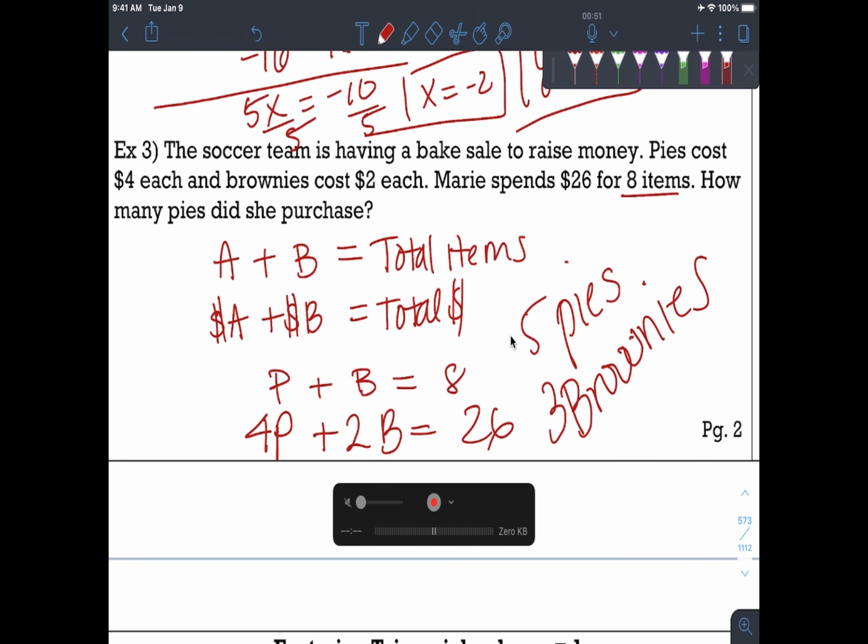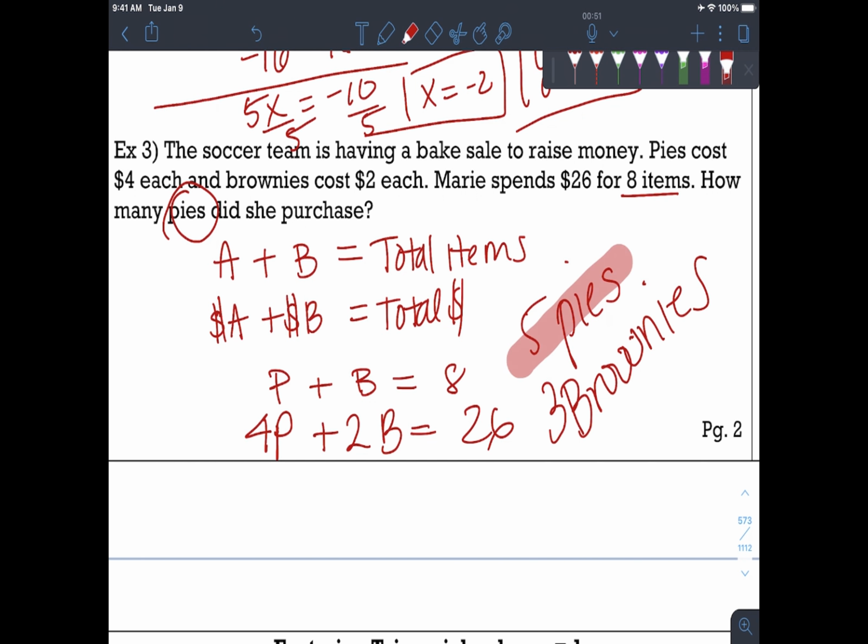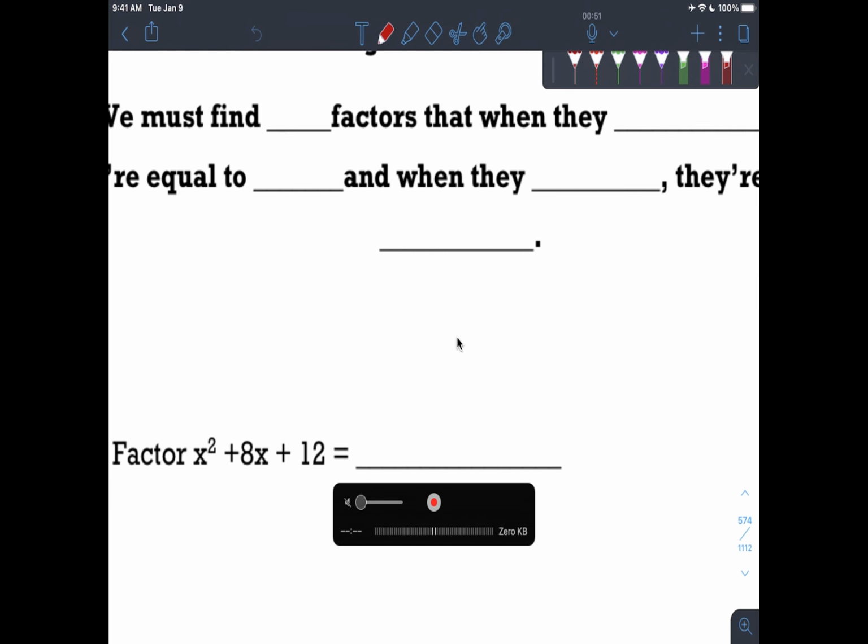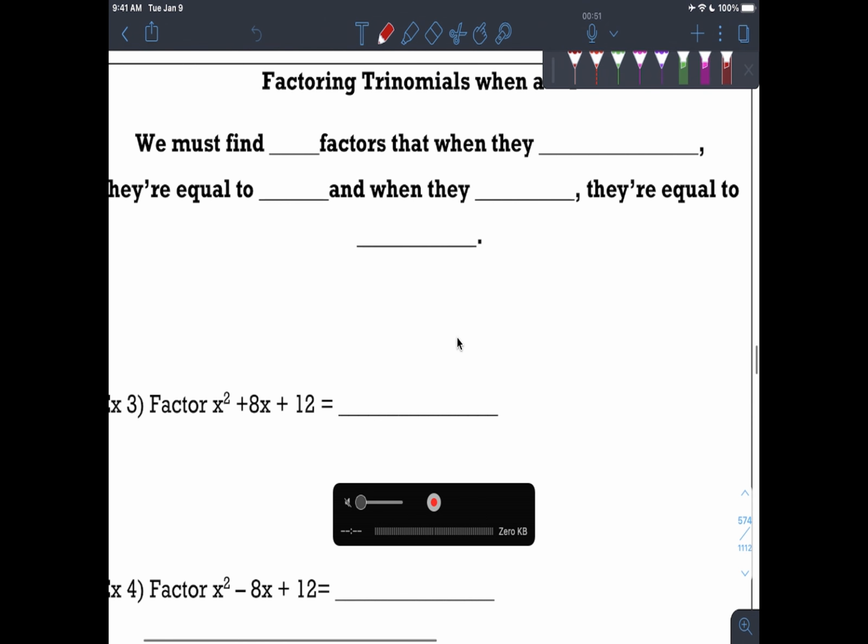All right, so I got that. 5 pies, 3 brownies. She wanted the number of pies. So my answer would be our studying of items that we have done thus far this year.